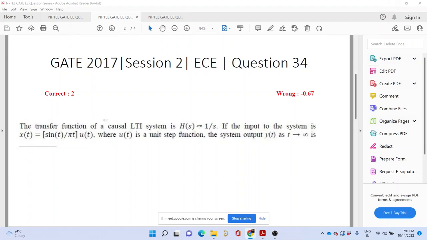So this is another sum. The transfer function of H(s) has been given to you, which is 1 by s. The input to the system is given to you, and you are asked to find the unit step response of the system at steady state when t tends to infinity. This input is sin t divided by pi t of u(t), and u(t) is a unit step function.